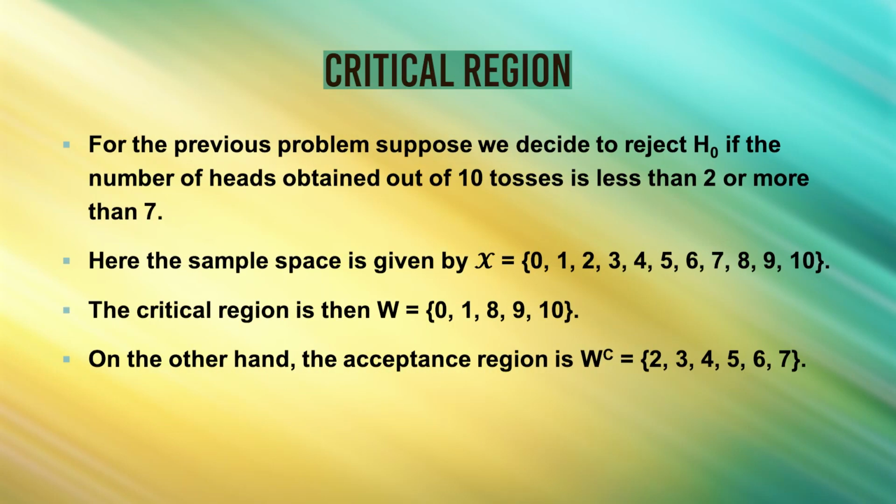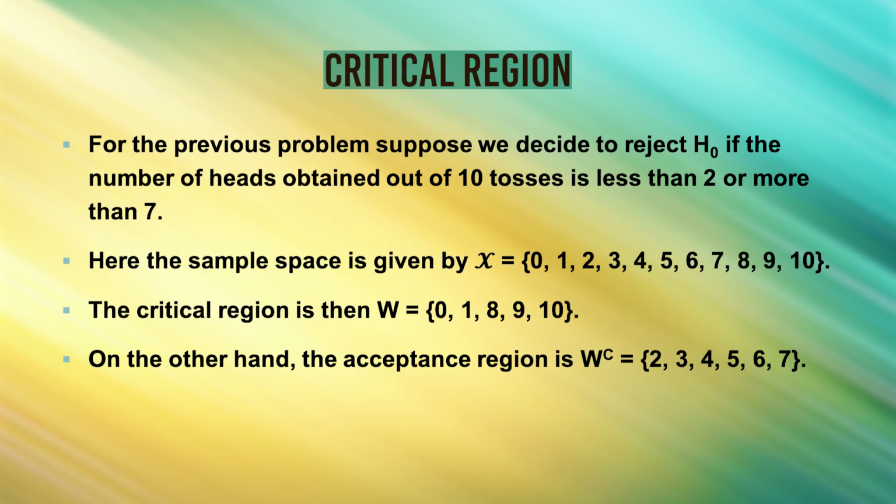In this problem, we toss the coin 10 times, and suppose we decide to reject H naught, that is, the hypothesis of unbiasedness, if we get too few heads or too many heads. Say if I get less than 2 or more than 7 heads, we reject the null hypothesis. That means here the critical region will be what? 0, 1 on one side, which is less than 2, and 8, 9 and 10 on the other.